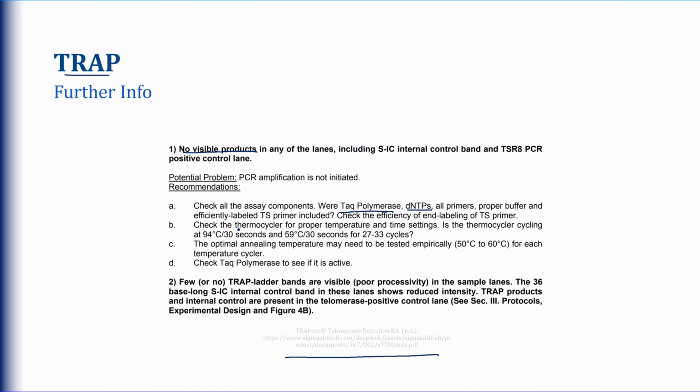The other thing you can check is the thermocycler for the proper temperature and time settings. So this is very important. PCR is very sensitive, so you want to make sure that the appropriate temperatures have been used for the PCR step of TRAP. You can check the annealing temperature, and you can also check if Taq polymerase is active.